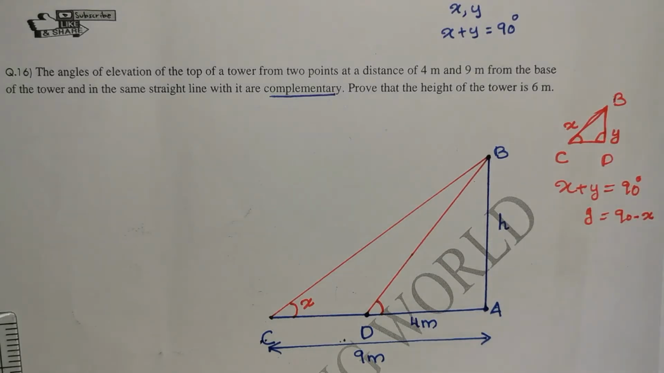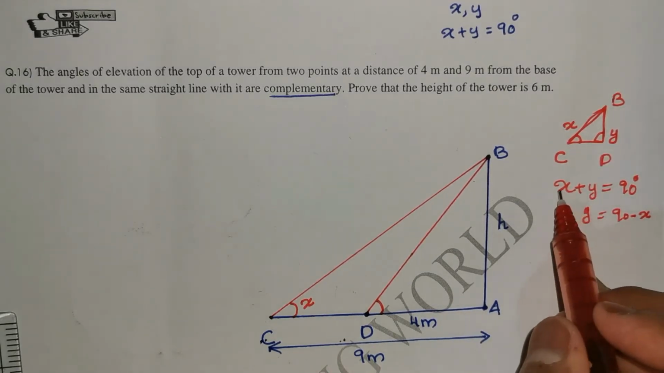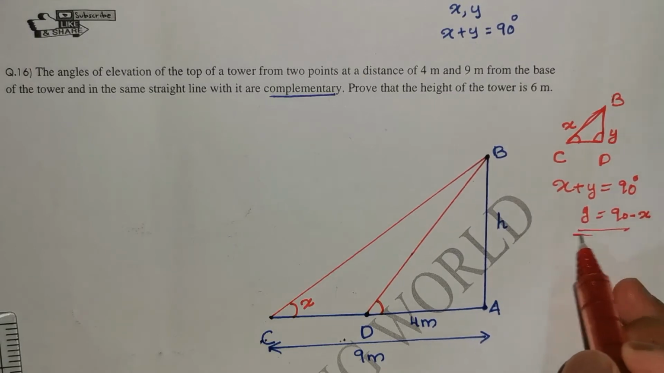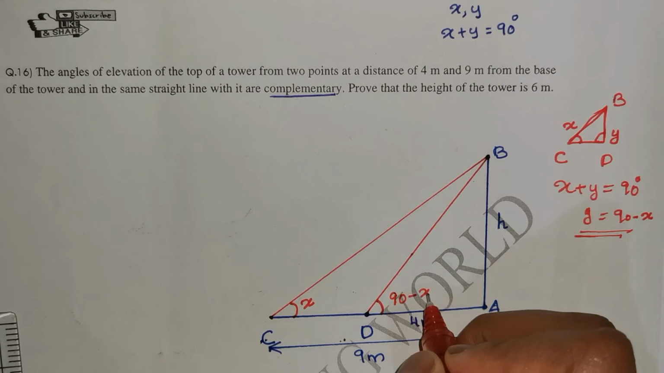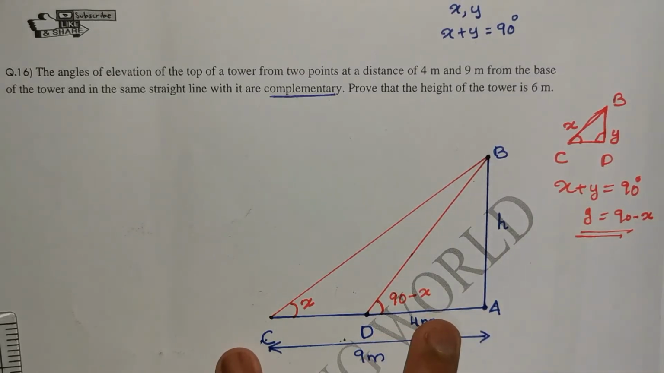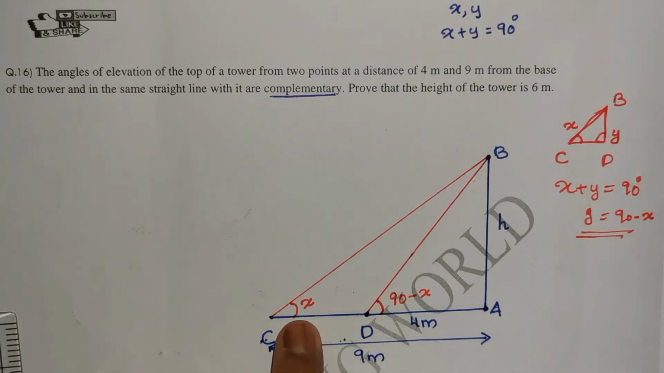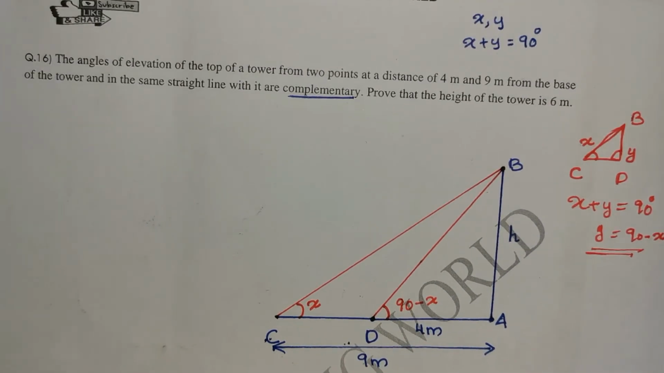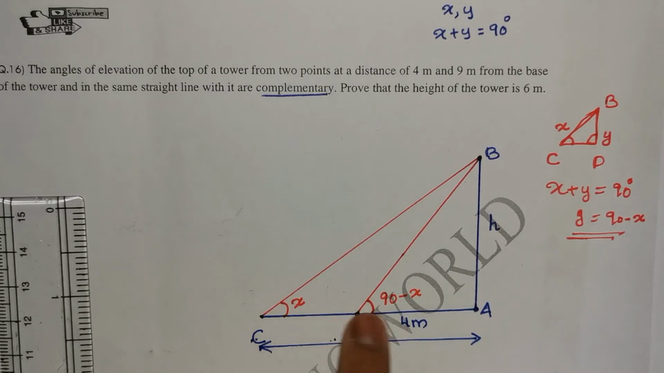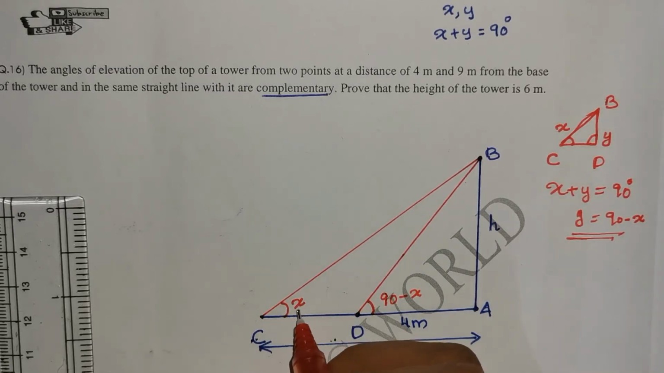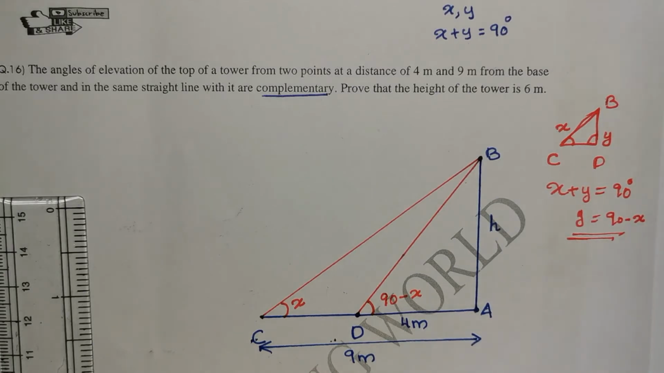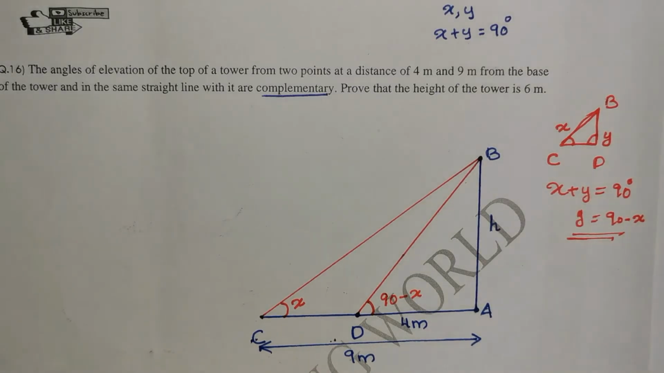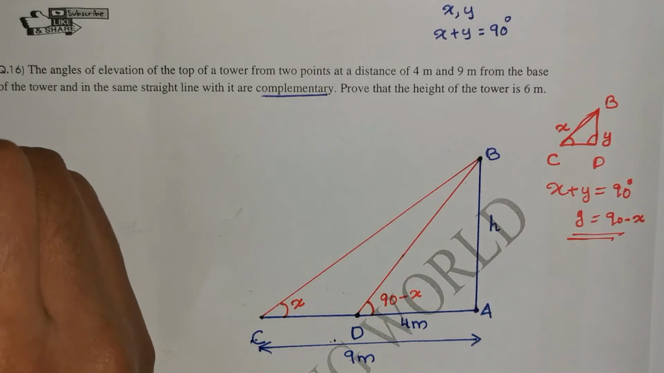Okay students, so if one angle is x, then the other angle can be written as 90 minus x, because the sum of these two angles is equal to 90. So if one is x, then the other is 90 minus x. Okay students, clear? That's how we mark the angles here. If this is x, the other one is 90 minus x. Let's do the solution.